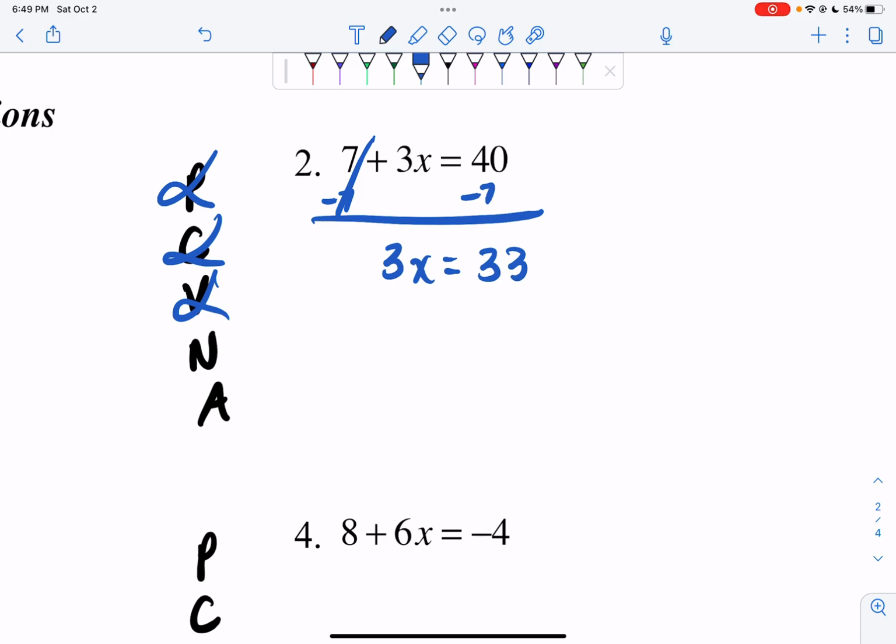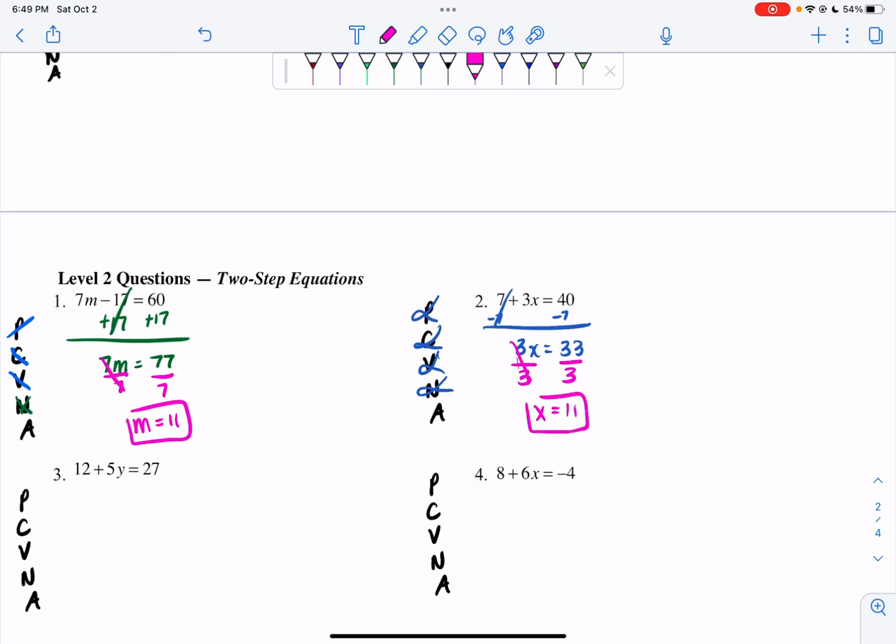Now all my numbers are on the right-hand side. Now I get rid of that number attached to my x by dividing. So I'm going to divide both sides of my equation by 3. And I get x to be equal to 11. And that's my final answer. So I get 11 again.